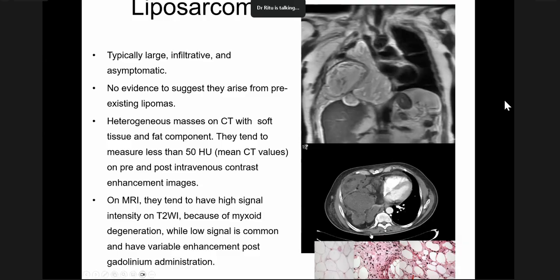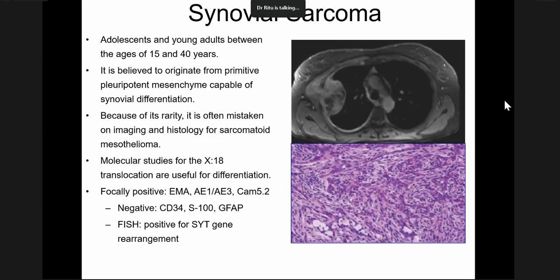In patients which have soft tissue component, as you can see here, mixed component, there's a pure fat component, and then the areas which have solid component, which tend to have much more pleomorphism, and they are the more aggressive component. Synovial sarcoma is another tumor which tends to arise from the pleura.